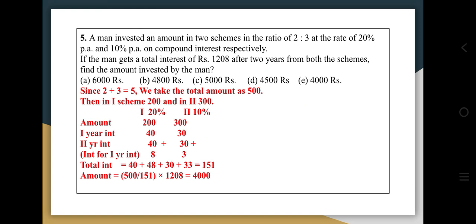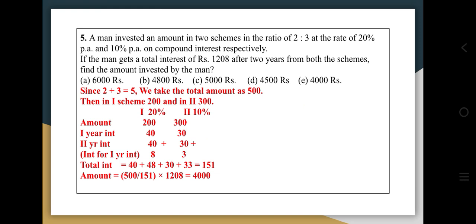Now we find the interest on the second scheme. In the second scheme, the amount invested is 300 and the interest rate is 10%. So the first year interest is 3 into 10, that is 30. The second year interest is first year interest 30 plus interest for the first year interest. So 30 plus interest for 30 at 10%. Interest for 30 at 10% is 3. So the second year interest is 30 plus 3, that is 33.